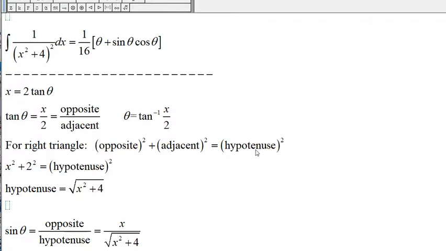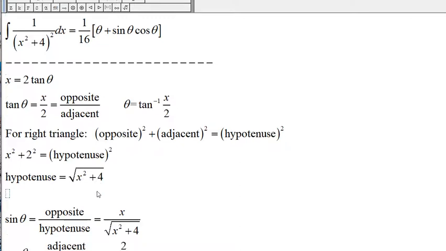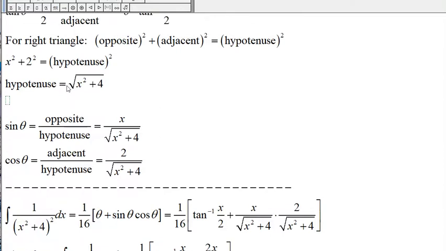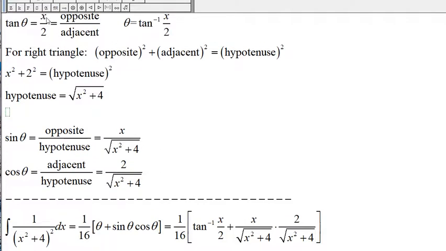We're looking for the hypotenuse, where the opposite side is x and the adjacent side is 2. And so the hypotenuse is the square root of x squared plus 4. Sine of theta is opposite over hypotenuse. Opposite is x, adjacent is 2. So sine of theta would be x over the square root of x squared plus 4. Cosine of theta would be 2 over the square root of x squared plus 4.